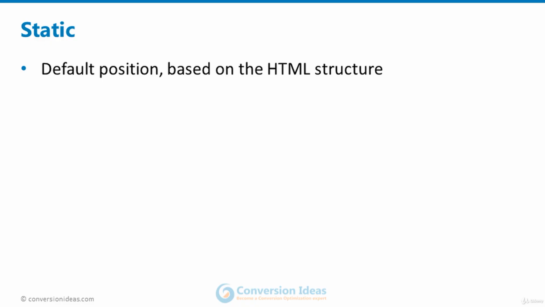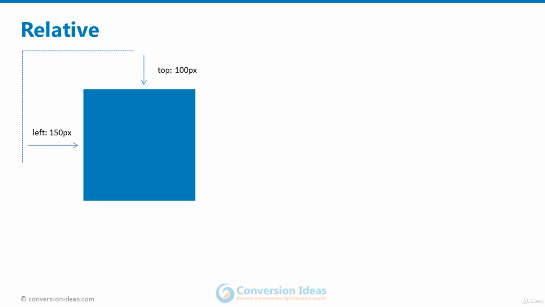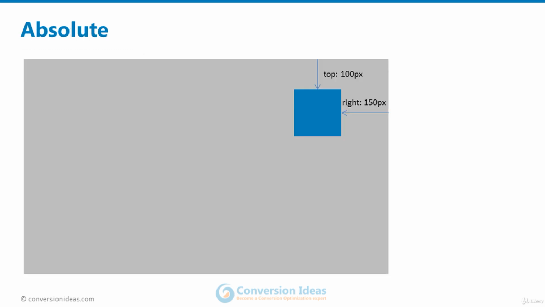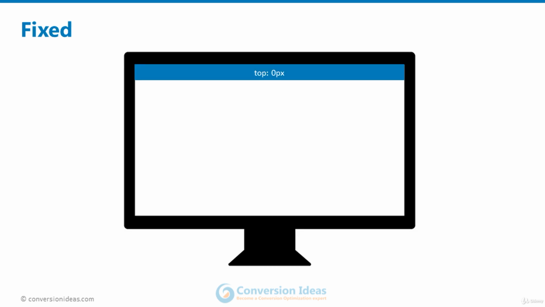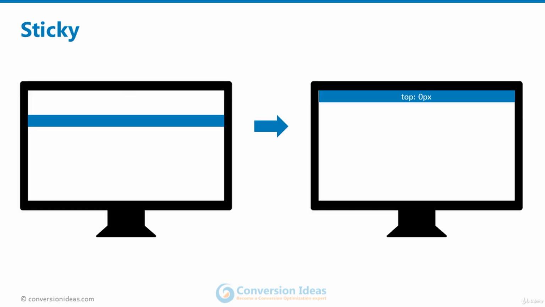So in summary, static is the default. And with the value of relative, you can set the position to where it would otherwise be. With absolute, you can set the position relative to its parent. And with fixed, you can set the element's position relative to the screen and make it stay there. The value sticky is relatively new and combines static and fixed, but it is not supported on all browsers yet.